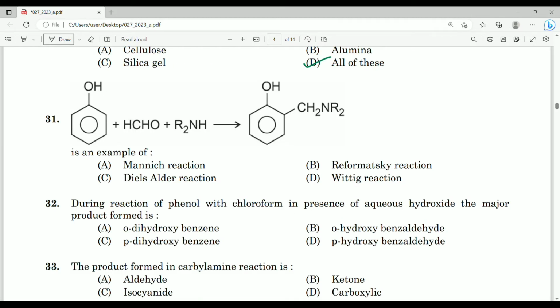Here, the phenol is treated with HCHO, formaldehyde, and R2NH, secondary amine. So this reaction is what? Mannich reaction. So it's a very simple question.